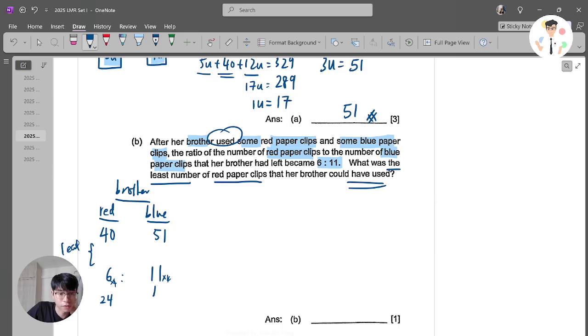11 times 4, 44. So again, I want the used to be least, means that I need this to be as high as possible. But we need to consider this number also. Okay, so 40 and 24. So 40 becomes 24. So what's the least number that can be used? 16. Yes, and that's it for this question, and you are done.